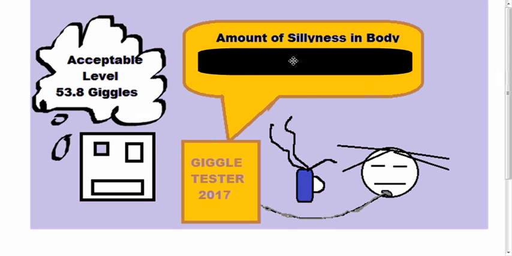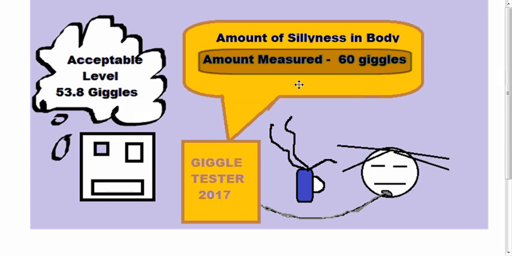So we hook them up to another machine and we test them again, and this one still only has one sig fig, and it only measures it in the tens place value. So, once again, Dr. Square is concerned because his friend has got an unacceptable level of giggles.